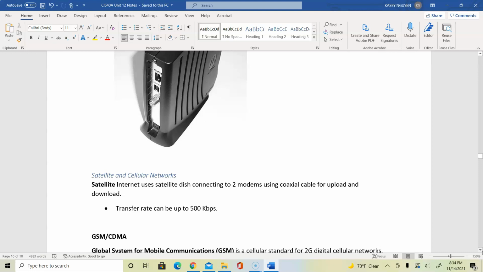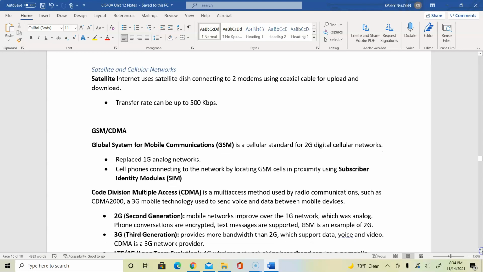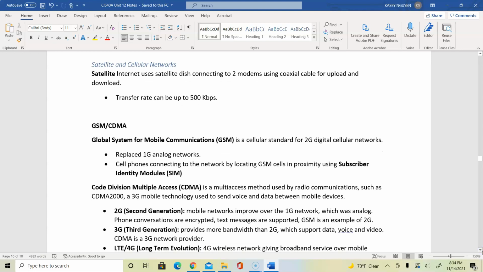Satellite and cellular network. Satellite internet can be used to connect to the internet. It would use a satellite dish, and in addition to the dish, you would need two modems using coaxial cable to connect, one for upload and one for download. The transfer rate for satellite can be up to 500 kilobit per second, so it is a lot less than what you see with cable internet or DSL. It also depends on weather and the satellite itself, and whether it has a line-of-sight signal. In the cellular network, we would have GSM and CDMA.